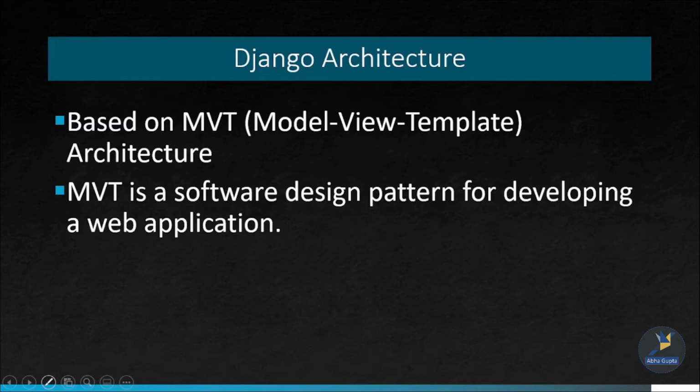Django is based on the model view template architecture. So MVT is a software design pattern for developing a web application where model is responsible for maintaining data, view is the user interface, and template consists of the static part of the desired HTML output as well as some special syntax describing how dynamic content will be inserted.